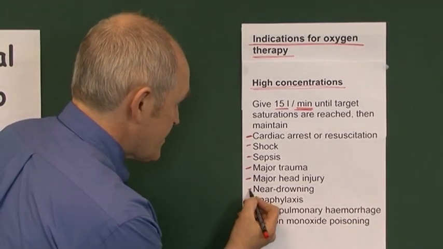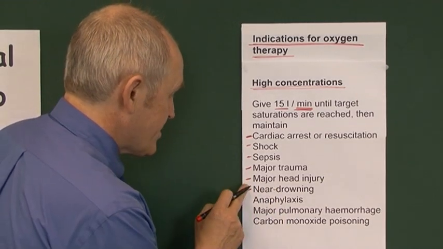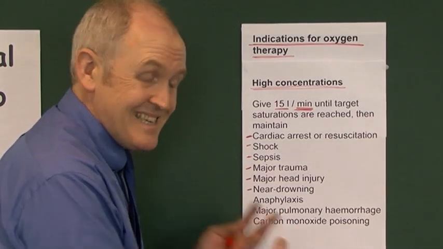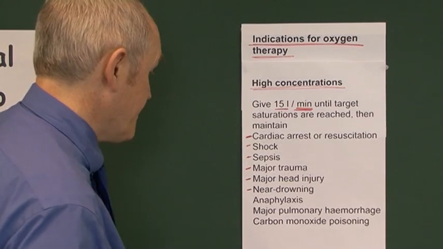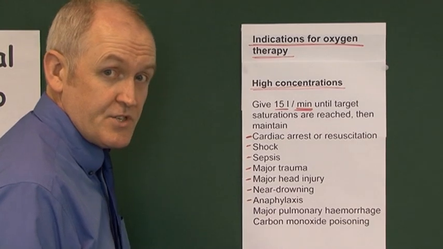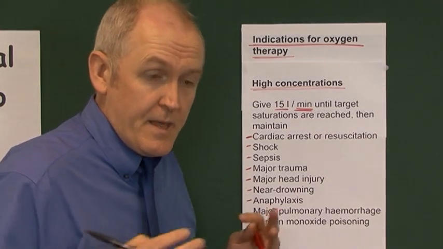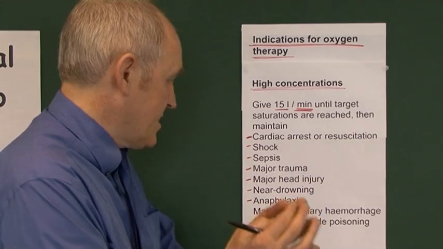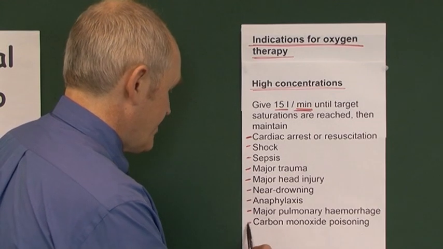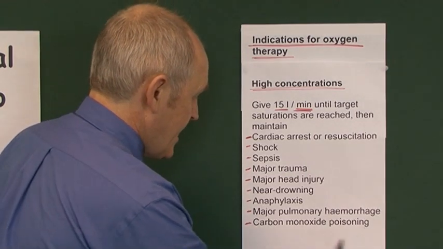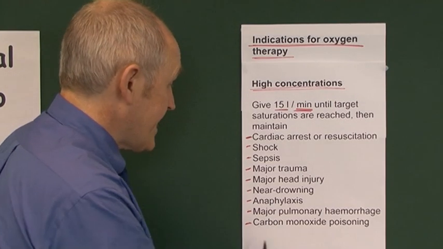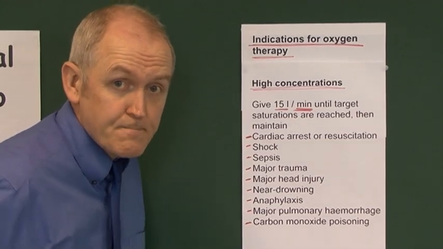Near drowning, patients that have been taken out of the water, as we've said, always try and resuscitate them. It's probably just spasm of the vocal cords. Give them a high concentration of oxygen and you might have a perfectly healthy patient back again. Anaphylaxis, the extreme allergic reaction, they might need very high concentrations of oxygen because of the upper airway edema and the bronchoconstriction which occurs in anaphylaxis. Major pulmonary hemorrhage, and of course carbon monoxide poisoning. The high concentrations of oxygen here can help to blow off some of the carbon monoxide from the hemoglobin. So a few indications there for oxygen at high concentrations.